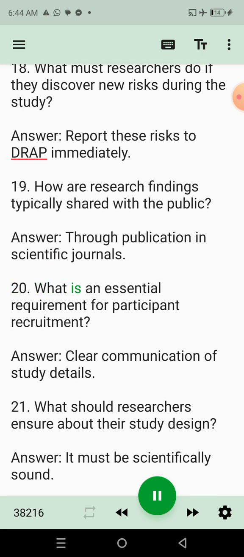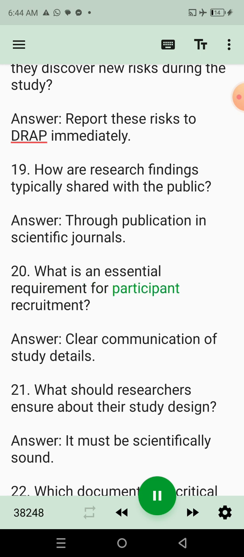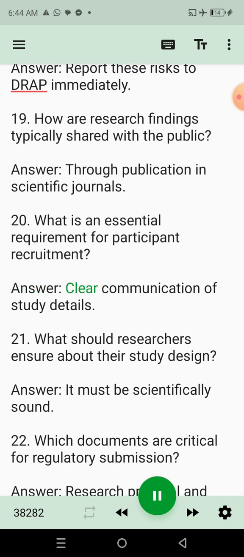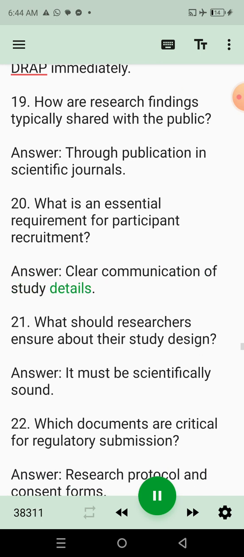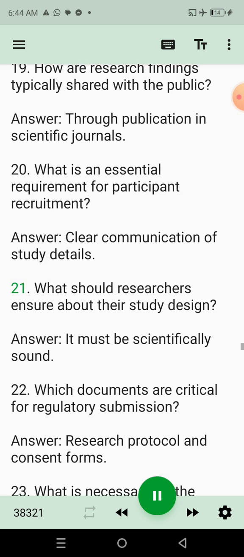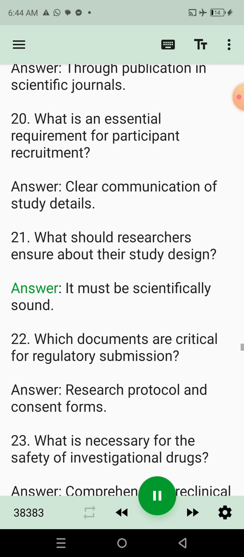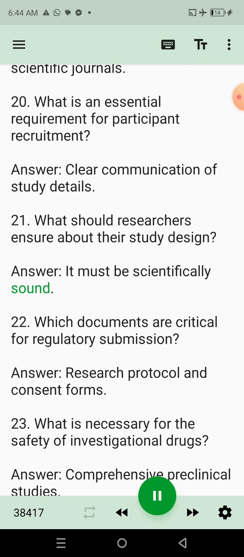20. What is an essential requirement for participant recruitment? Answer: clear communication of study details. 21. What should researchers ensure about their study design? Answer: it must be scientifically sound.